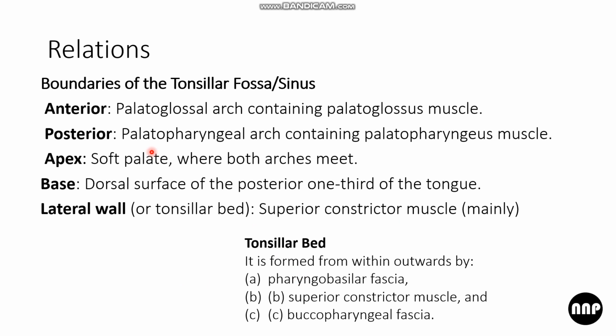Coming to the relations, now the boundaries of the tonsillar fossa, that fossa which contains the tonsil, we are talking about those, that's the relation.